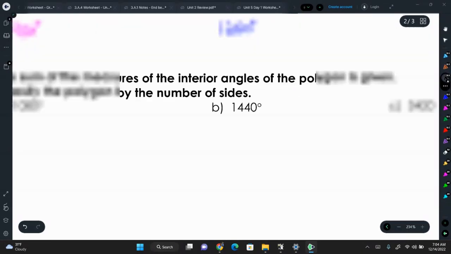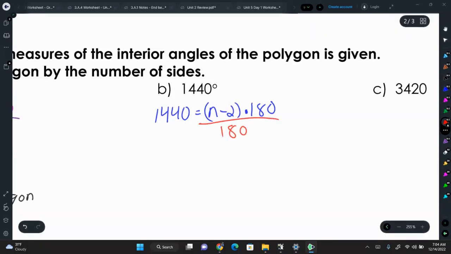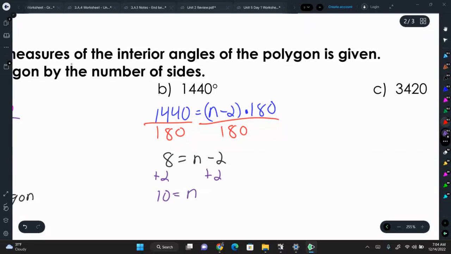Now, letter B, we know the angles add up to 1,440. So 1,440 equals n minus 2 times 180. Divide both sides by 180. So that's going to give us 8 is equal to n minus 2. And then we add 2 to both sides, we get 10 is equal to n, which is a decagon.